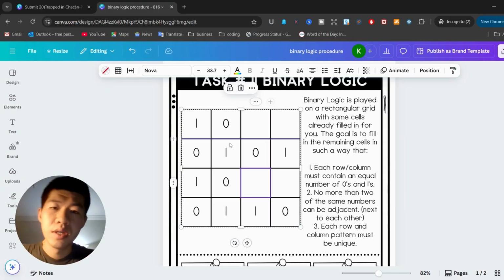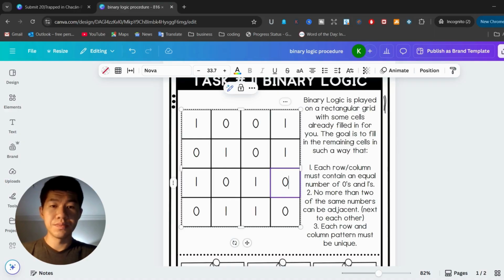So now we have a choice. We can either put this as a 0 or we can put this as a 1. Let's just go ahead and try it out then. Let's say I put this as a 1. If I put this as a 1, this is going to have to be a 0, which means this is going to be a 1 and this is going to be a 0.